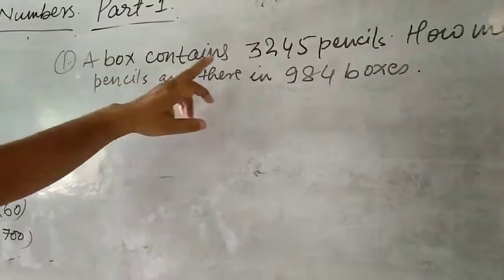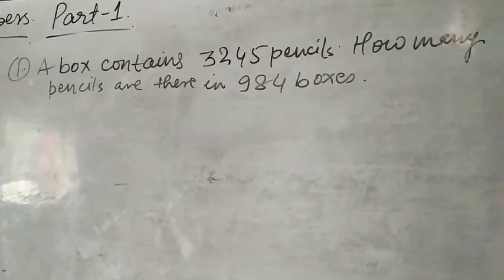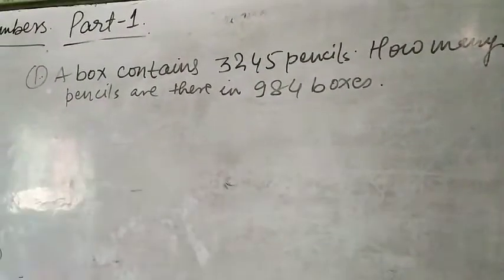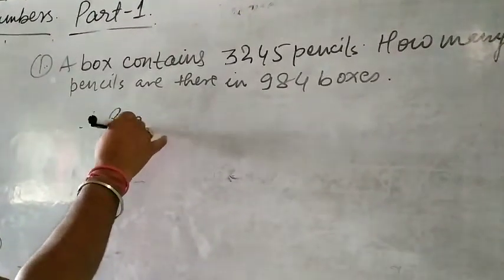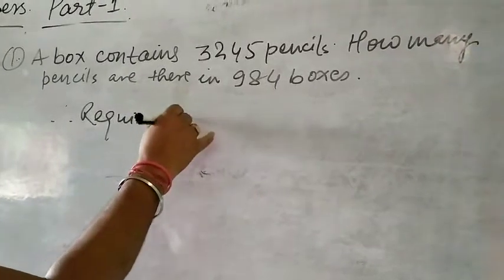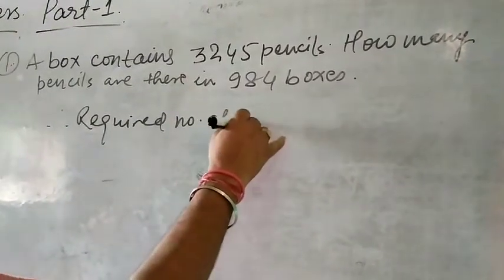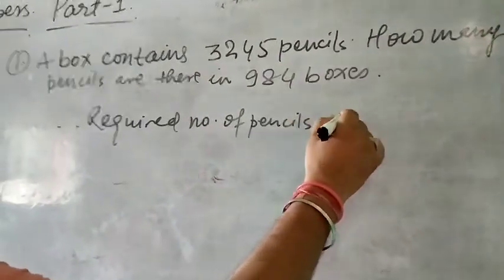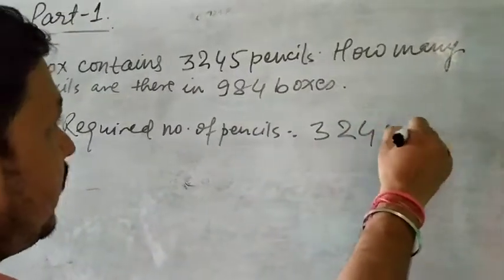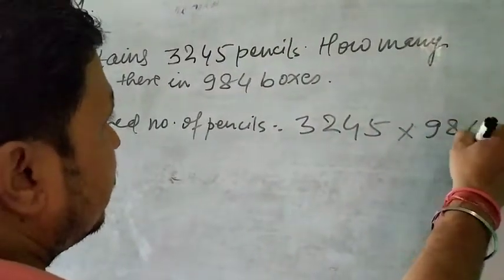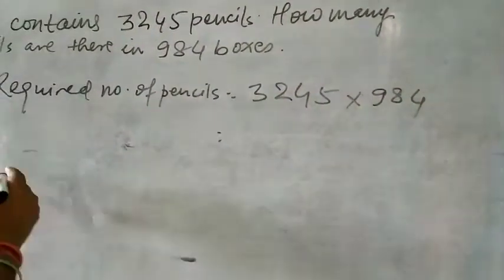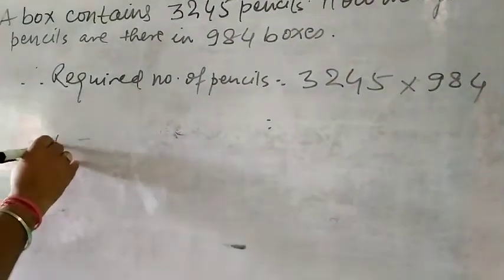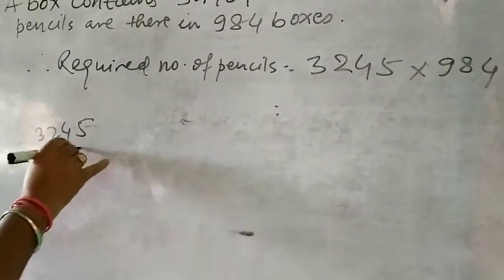A box contains 3245 pencils. How many pencils are there in 984 boxes? So the required number of pencils equals 3245 into 984. That means here in the rough position 3245 into 984.